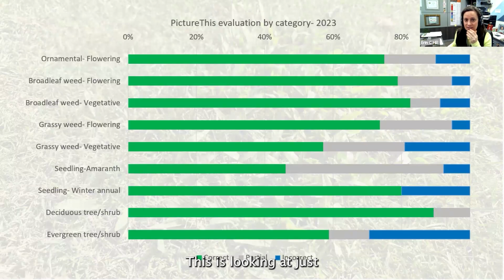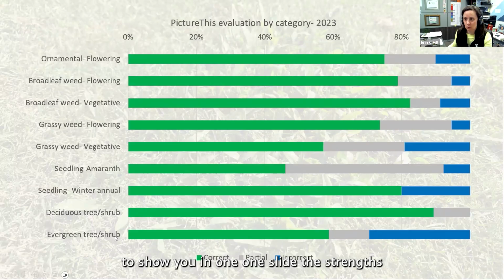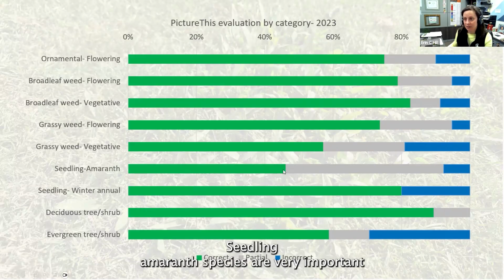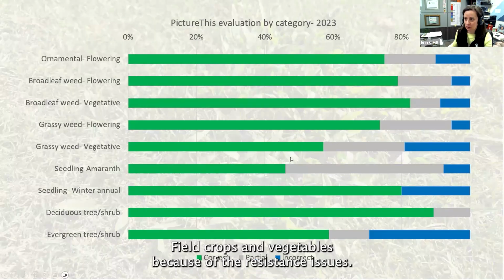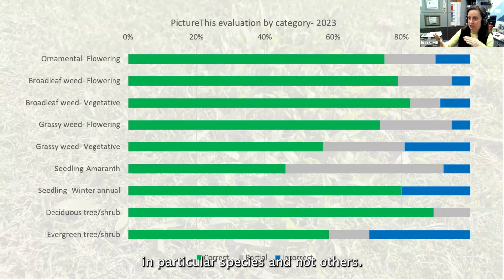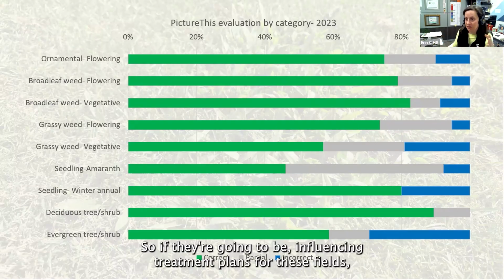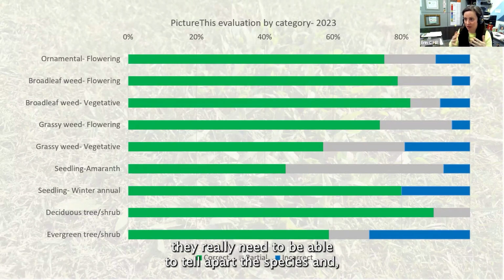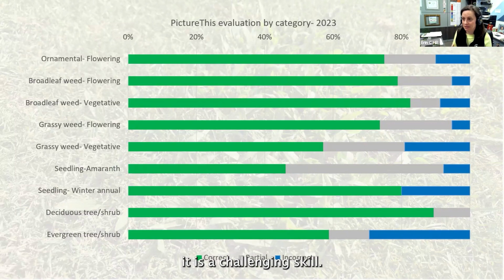This is looking at just Picture This, all of those categories, to show you in one slide the strengths and weaknesses of that particular app. Again, I mentioned the vegetative grasses. Seedling amaranth species are very important for people who are scouting field crops and vegetables because of the resistance issues. And the resistance issues are most detrimental in particular species and not others. So if they're going to be influencing treatment plans for these fields, they really need to be able to tell apart the species. And it is a challenging skill.